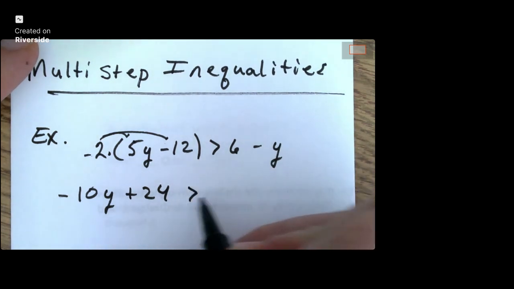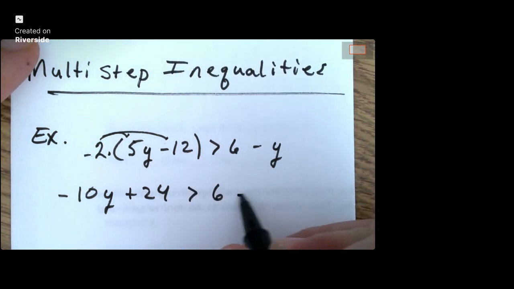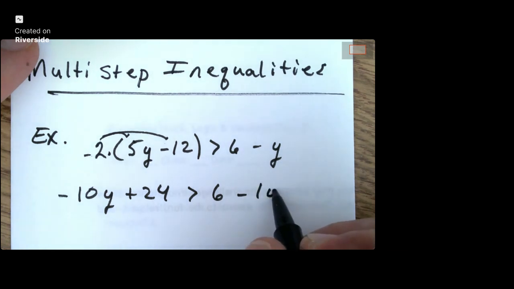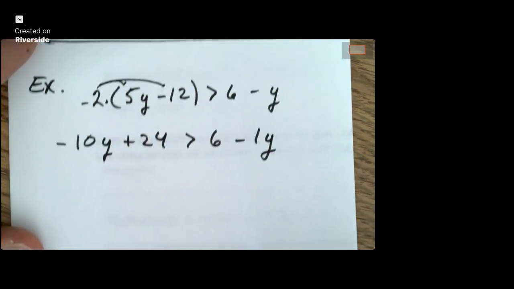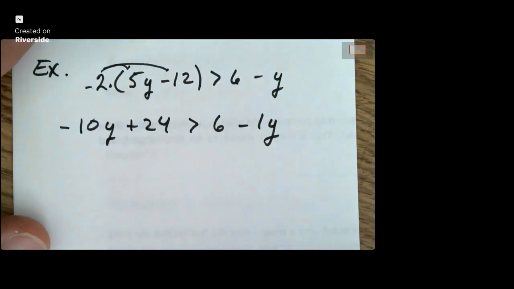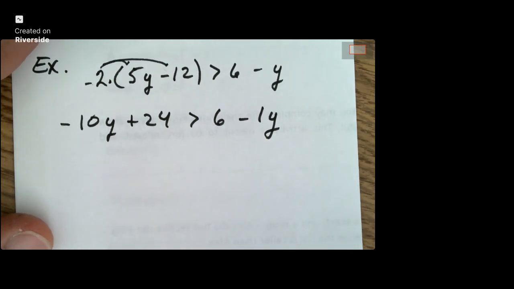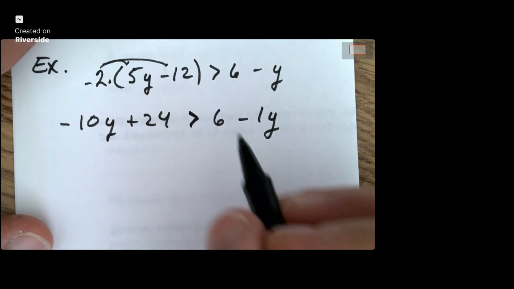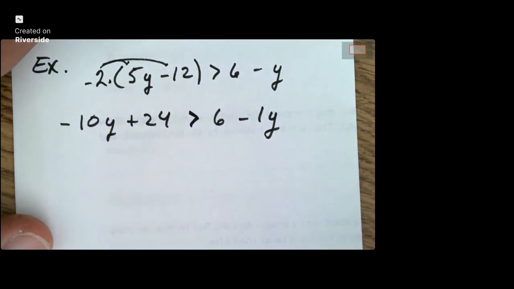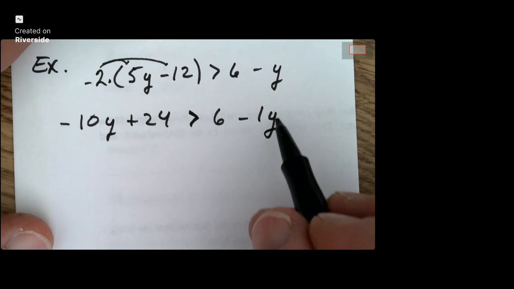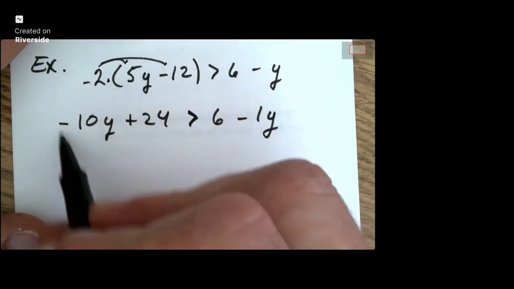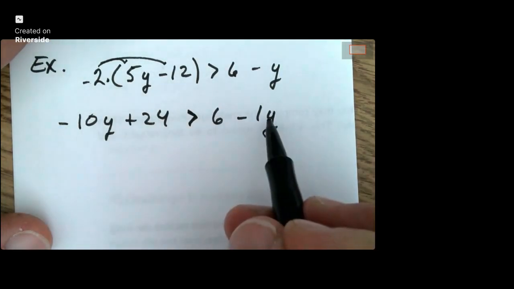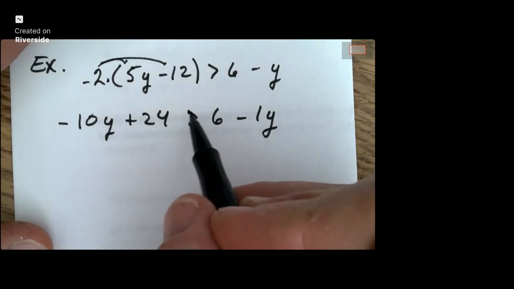Go ahead and bring down everything we haven't used yet. So we still got greater than, we got a 6 minus 1y, I'm going to go ahead and call it a 1y just because I like to do that. Okay, and it looks like we got some like terms that need to be combined, but they have to get on the same side of the inequality before we can combine them. So I like to get my variable terms to the left in most situations. So I got this variable term here, which is like this variable term here. I'm going to get them both to the left side of the inequality.